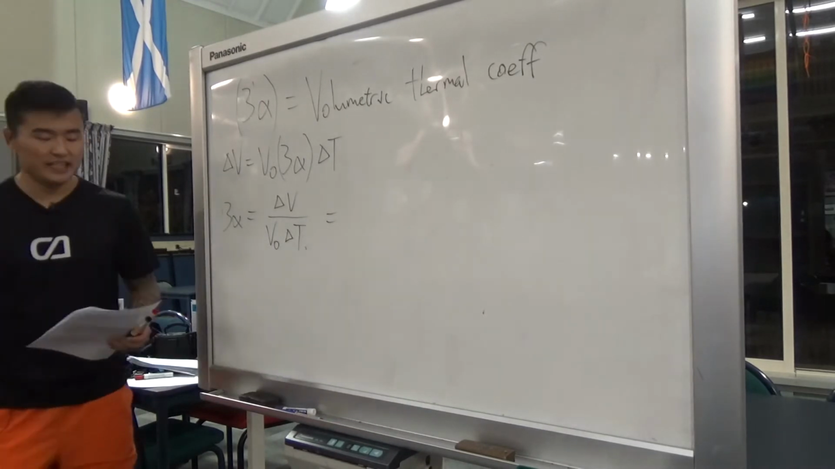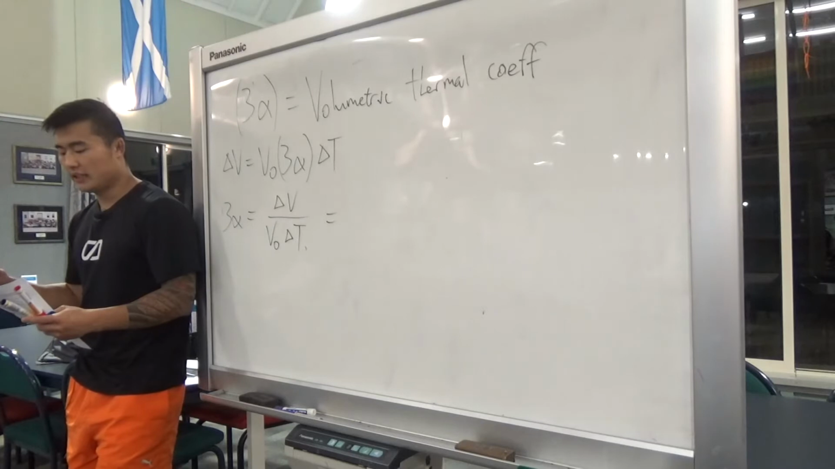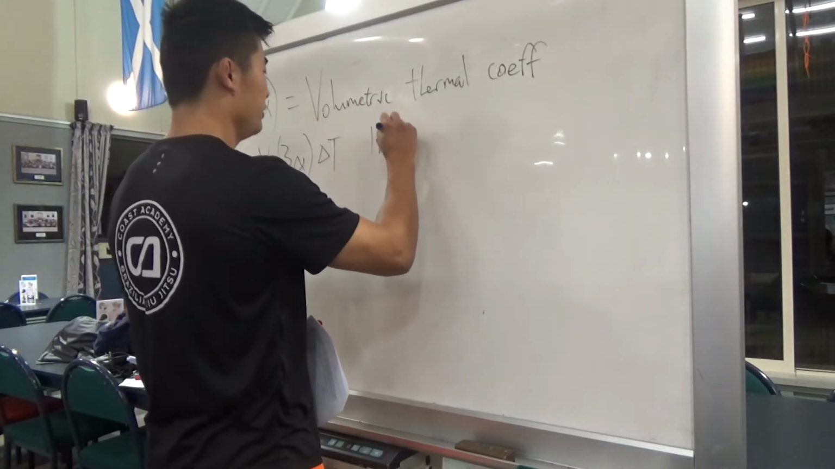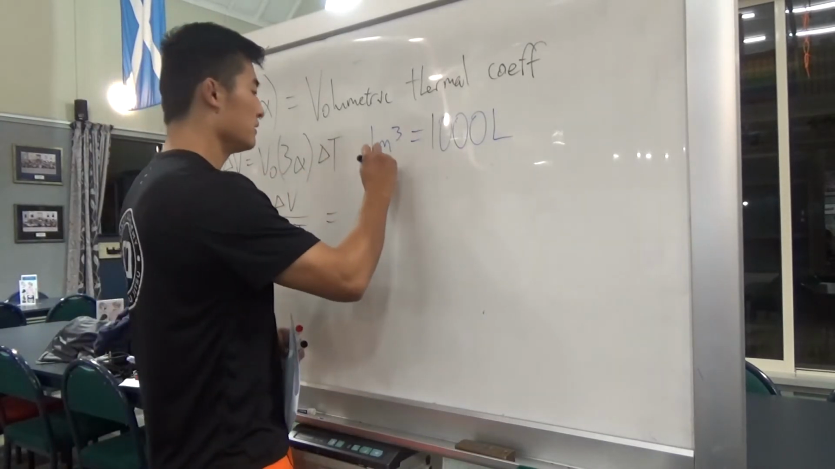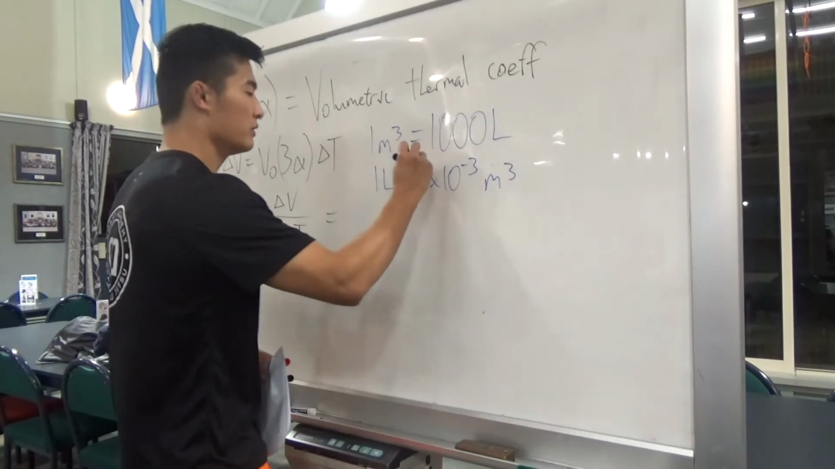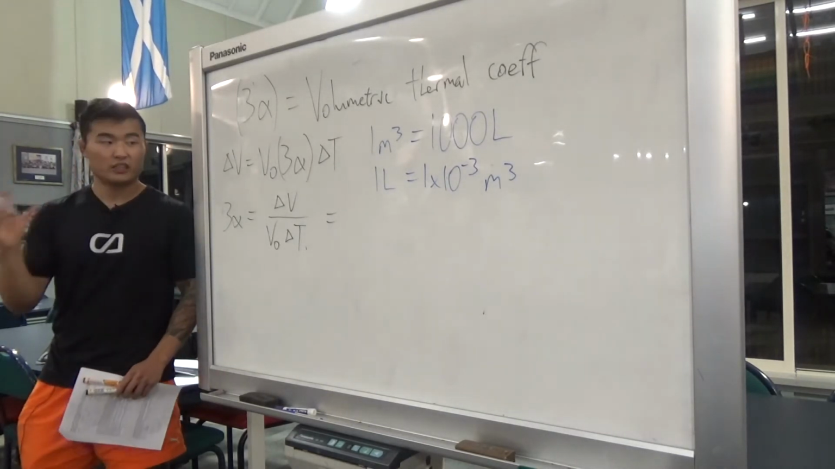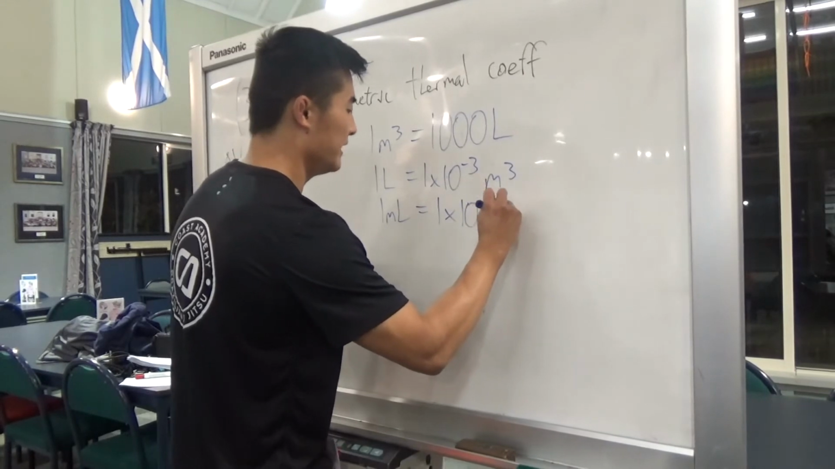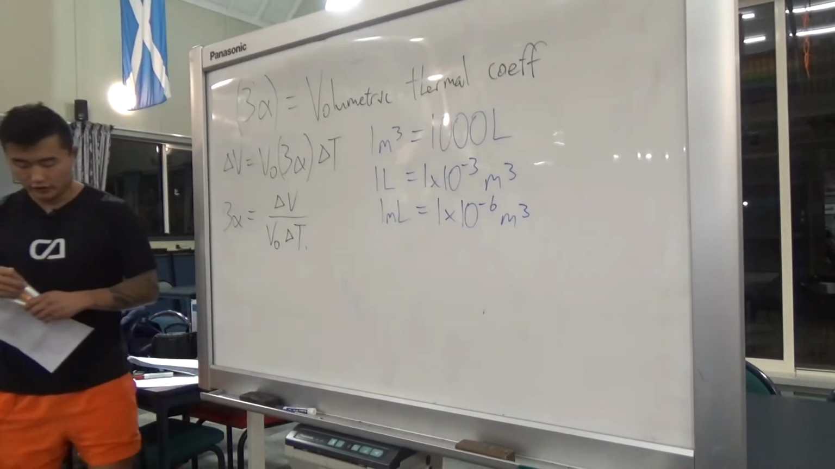So now here, we need to know the change in volume. So remember that in physics, we're using meters cubed, not liters. Okay, so 1 meter cubed is equal to 1,000 liters. So that means that 1 liter is equal to 1 times 10 to the negative 3 meters cubed. And 1 milliliter is 1,000th of a liter, so that means that 1 milliliter will be equal to 1 times 10 to the negative 6 meters cubed. Okay, so you need to make sure that you get those right units.